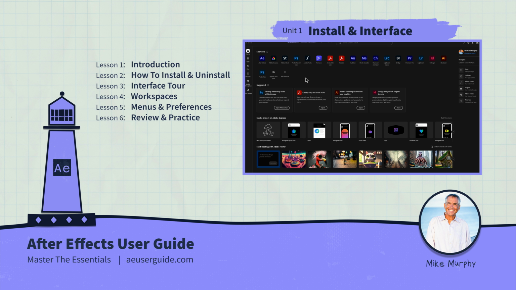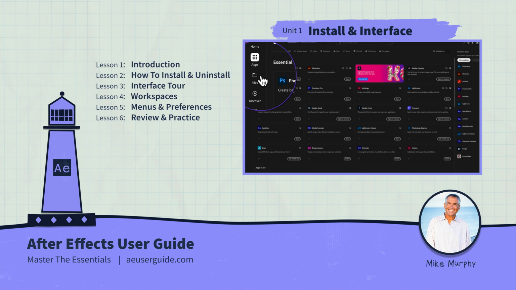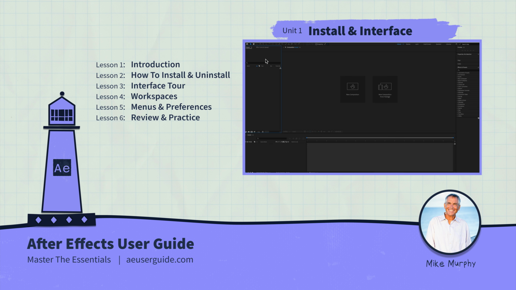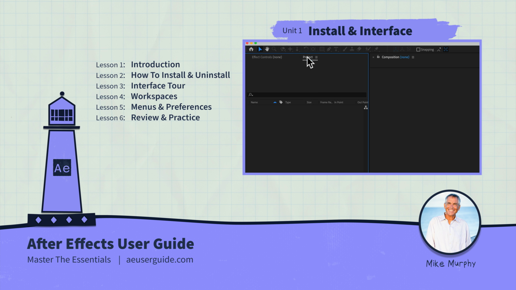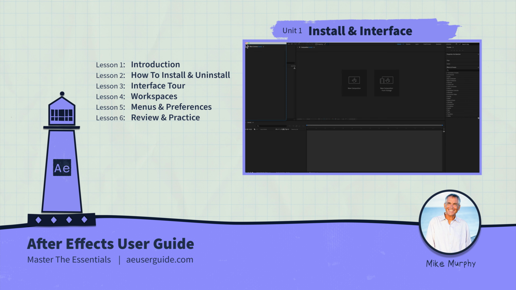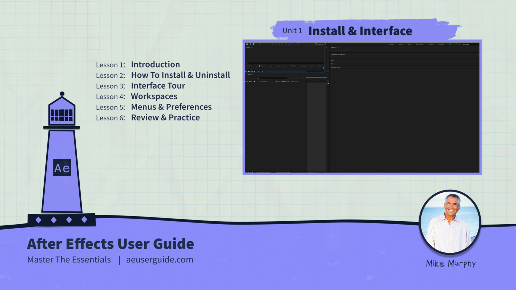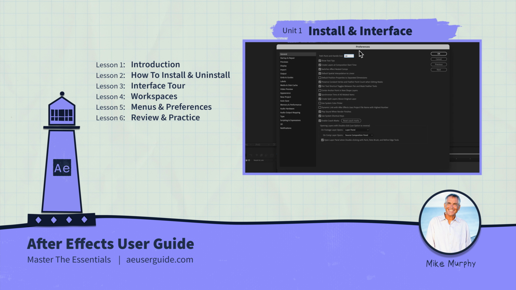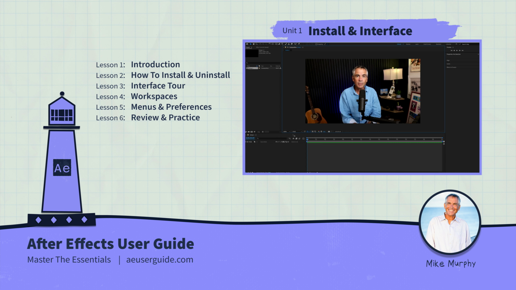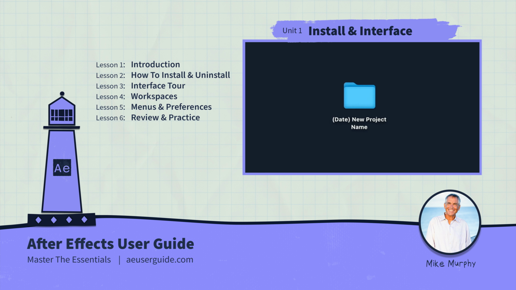If you're brand new to Adobe or After Effects, Unit 1 is going to walk you through how to install, uninstall, and how to navigate around the Adobe Creative Cloud desktop app. Then we'll open up After Effects and take a full tour of the After Effects interface. We'll then look at how you can customize the After Effects interface by rearranging panels and menus, using the default workspaces, or creating and saving your own custom workspaces. And finally, we'll look at the After Effects preferences or settings so you can optimize After Effects. Each unit ends with a review or a recap and practice exercises.